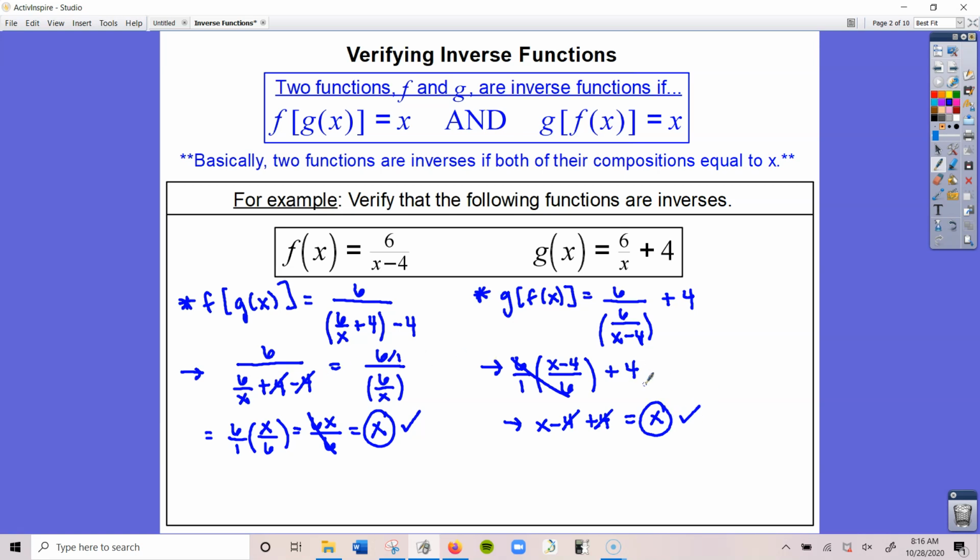So since both of my compositions equal x, that means that f of x and g of x are inverses.